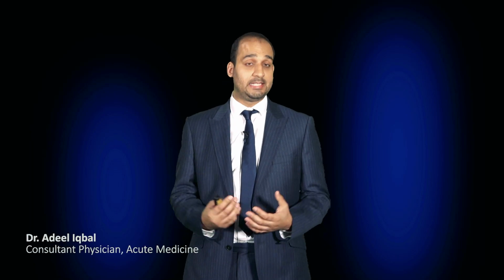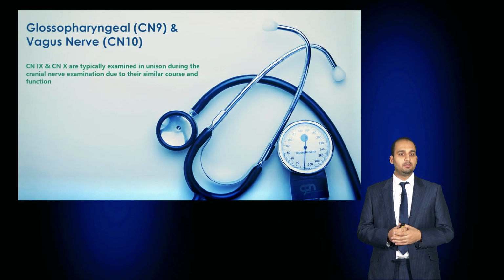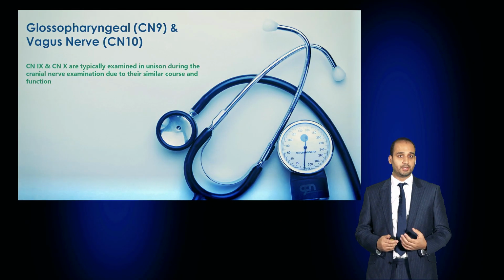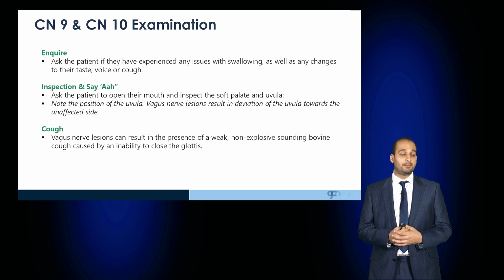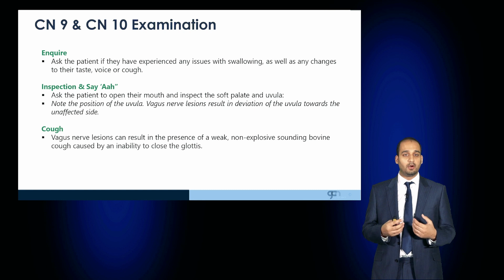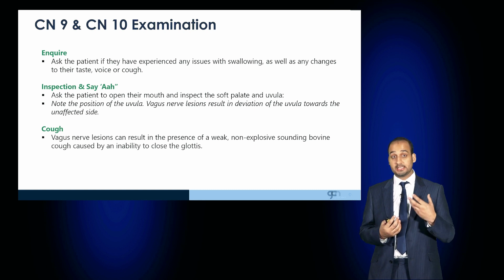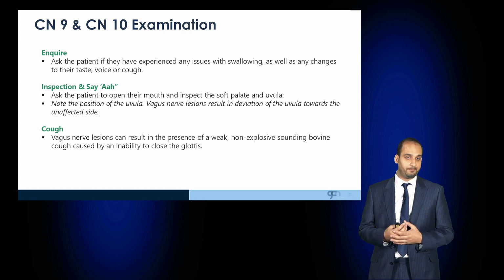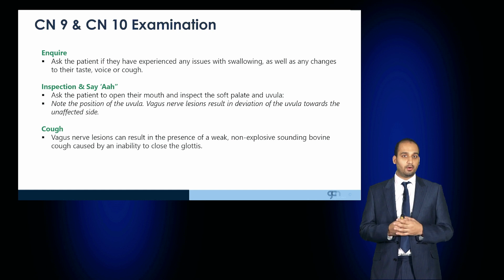Cranial nerves 9 and 10, the glossopharyngeal and vagus nerve, are typically examined in unison during the cranial nerve examination due to their similar course and function. Start by asking the patient if they've experienced any issues with swallowing or any changes to their sense of taste, voice or cough. Inspect the oral cavity and ask the patient to say "ah", and inspect the soft palate and the uvula.